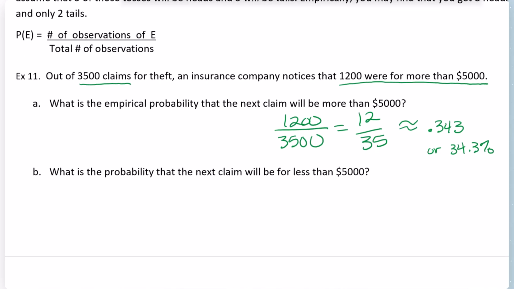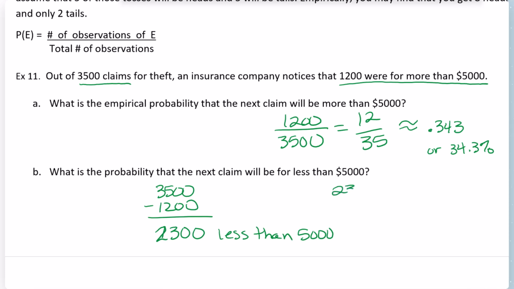All right. Part B, what is the related probability to it that the next claim will be for less than 5,000? Well, of our 3,500 claims, 1,200 were for more than 5,000. So that means the difference has to be for less than 5,000. All right, so 2,300 out of the 3,500, the remaining ones were for less than 5,000. Reduce, that's 23 out of 35.